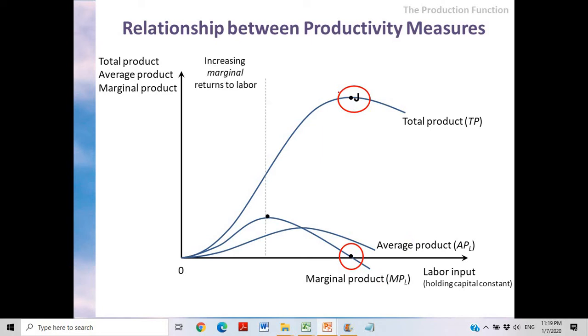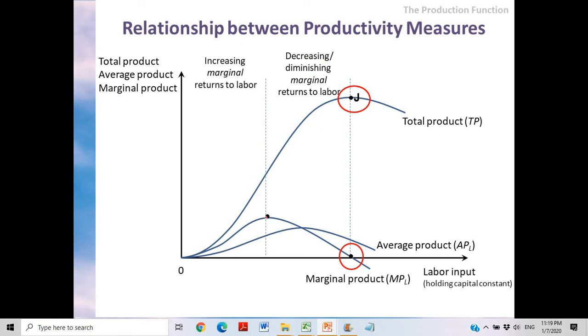Actually, this can be divided into 3 phases. The first is what we call increasing marginal returns to labor. You can see the increasing marginal returns to labor is this phase. When we say increasing marginal returns to labor, you can see that the marginal product here is increasing. And the second phase is what we call decreasing or diminishing marginal returns to labor.